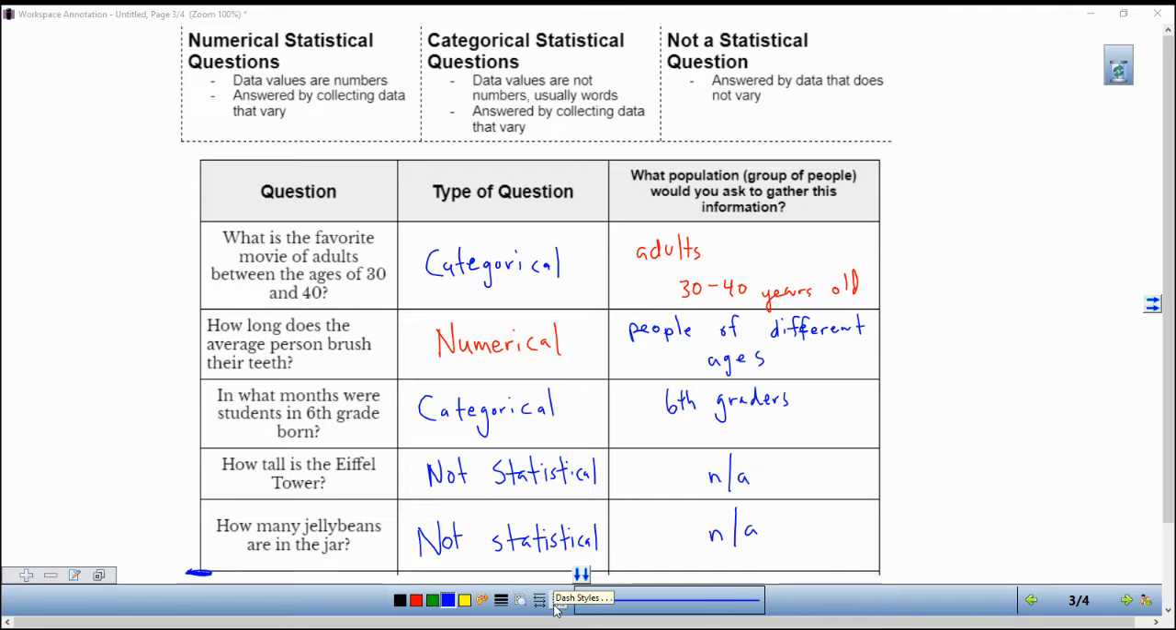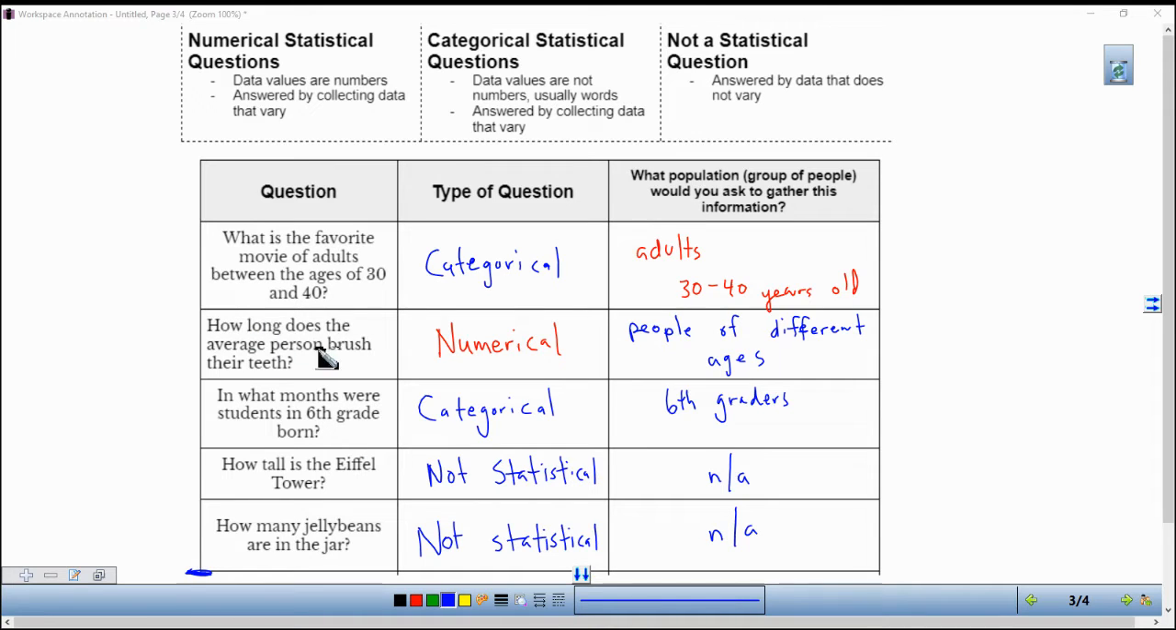All right, so this is what I got. We'll kind of go through these real quick. So first one I thought was categorical because you're gathering data from different people. Again, they're going to have different favorites. So it is statistical, it's categorical. You'd probably ask adults between 30 and 40 years old to answer that question.